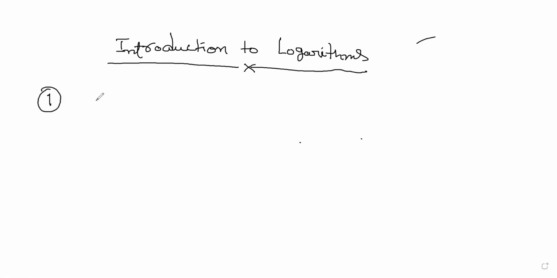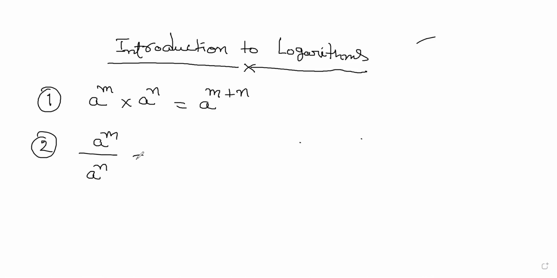Okay, first thing, a power m into a power n is equal to a power m plus n. These formulas we have to know first. A power m divided by a power n is equal to a to the power of m minus n. A is called base and m is called power.